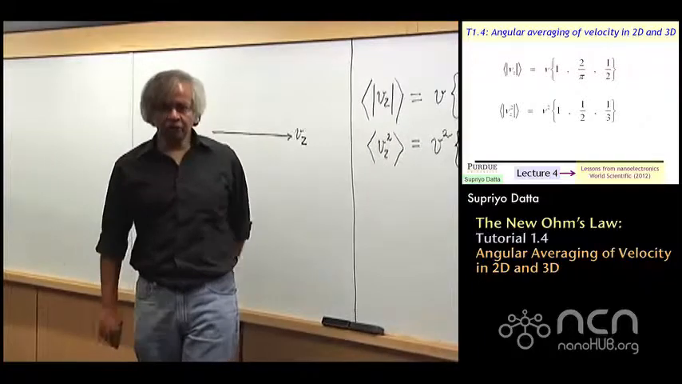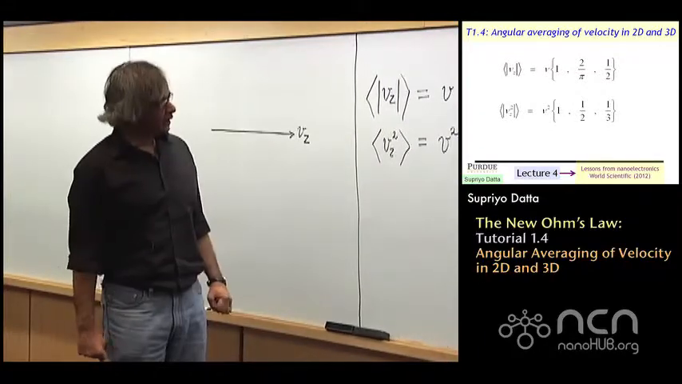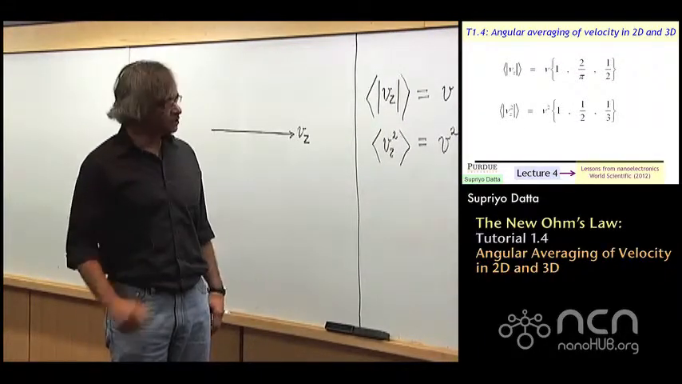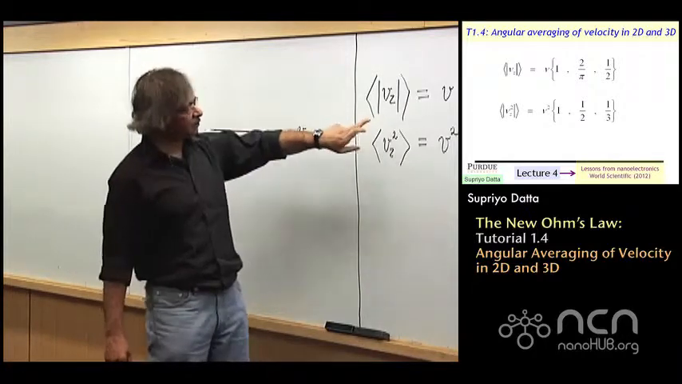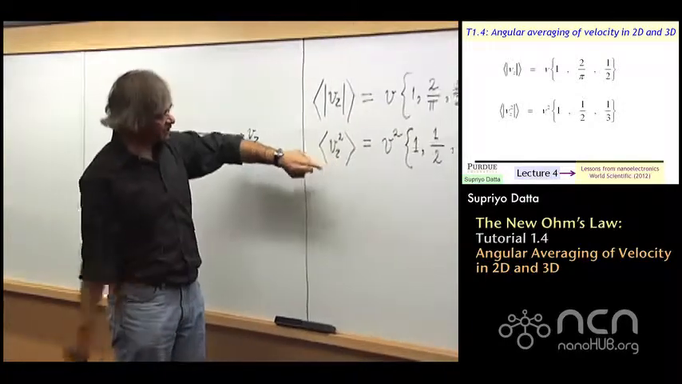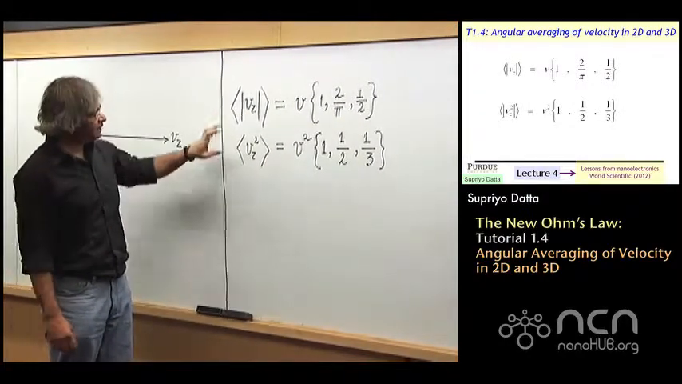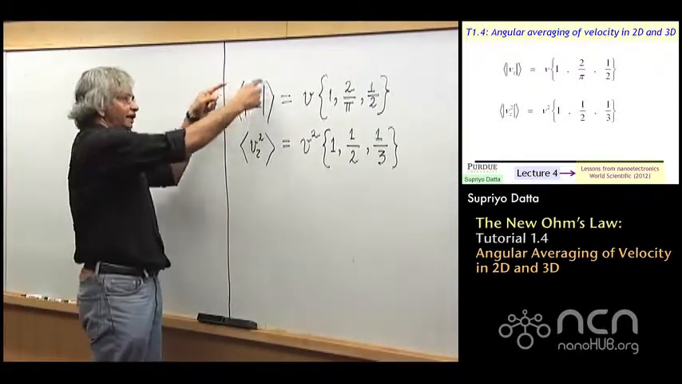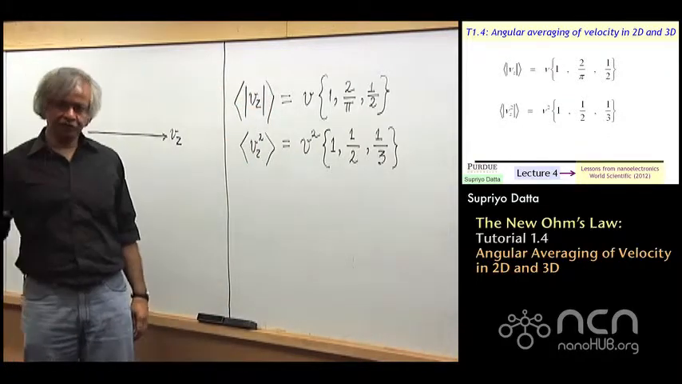Welcome to tutorial 1.4. As you know, the purpose of this problem is to obtain these two results, which are summarized in that slide. These are the quantities, and these angular brackets denote an average.